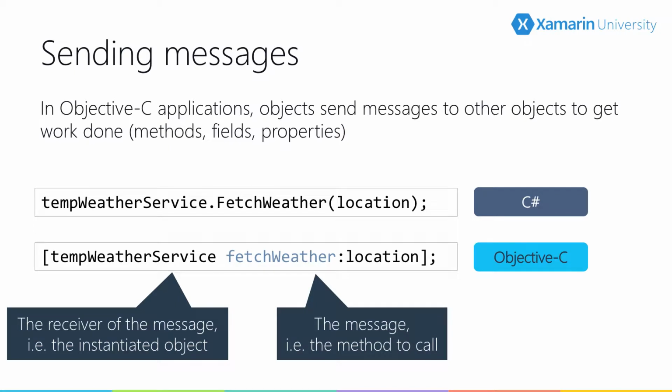On the right hand side, you have the message itself. Right? So here we have the fetch weather. That's our called selector, which we would like to execute. Basically the name of the method that's going to be called on the receiver. When this line of code is executed, the temp weather service is sent the message fetch weather. When creating Xamarin iOS bindings, you will need to make use of the same concepts. Unlike normal C# functions and C++ member functions, you cannot directly invoke a selector using pinvoke.